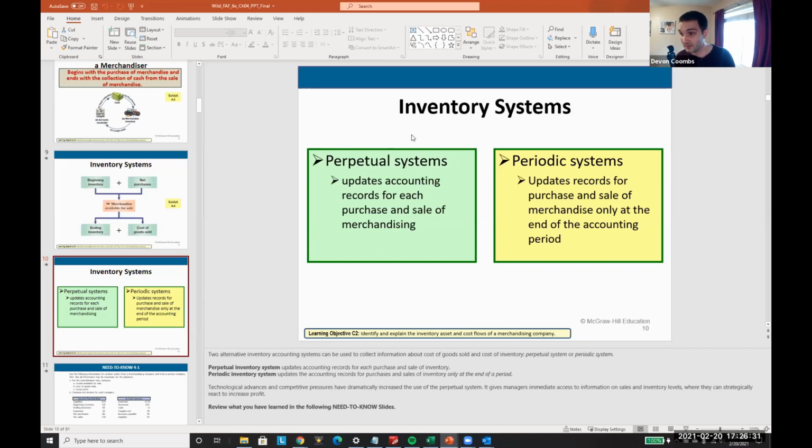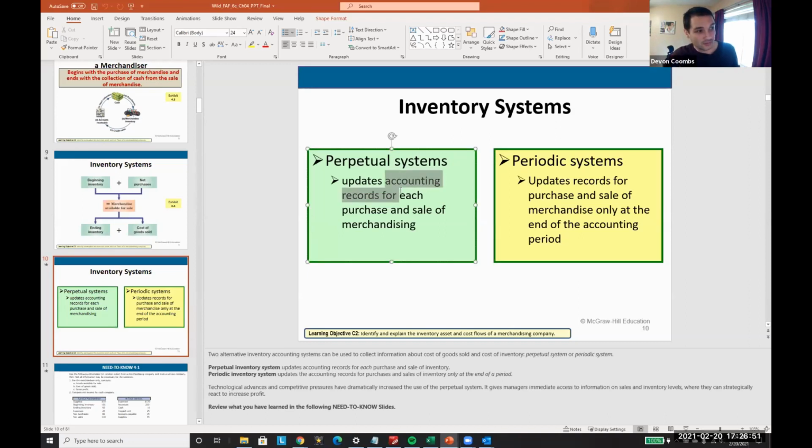Some companies aren't that sophisticated or don't have those high volume of sales. And they use something called a periodic system, where at the end of every month, you have someone go and count all of the products on the floor and reconcile and say, how much did we start with? How much did we end with? The difference is what we sold.